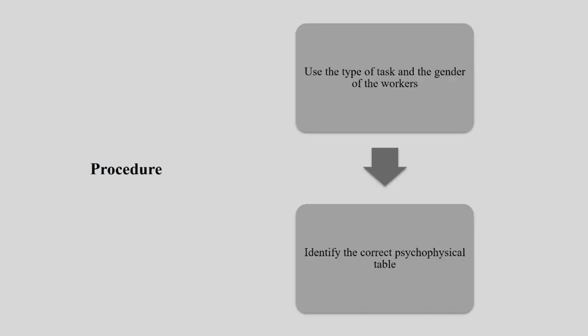So what is the procedure? First, use the type of task. You have to choose which task you are going to do, and the gender of the workers. Here it is very important: for female, you have a separate data set, and for male, you have a separate data set. So first you need to understand what task you are going to analyze and which gender is going to perform that task. Then identify the correct psychophysical table, the table that is suitable to you, and use that table to get the data.